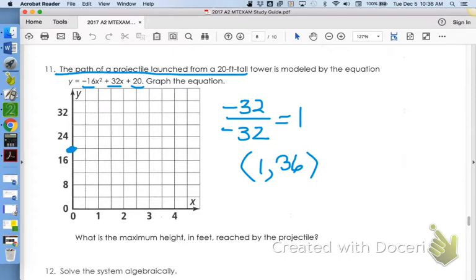It's way up here. Okay? And you can do your little reflection point. Don't use pattern points on this one because it's not as easy. So we're going to graph this equation. And what is the maximum height? It's always the y value.